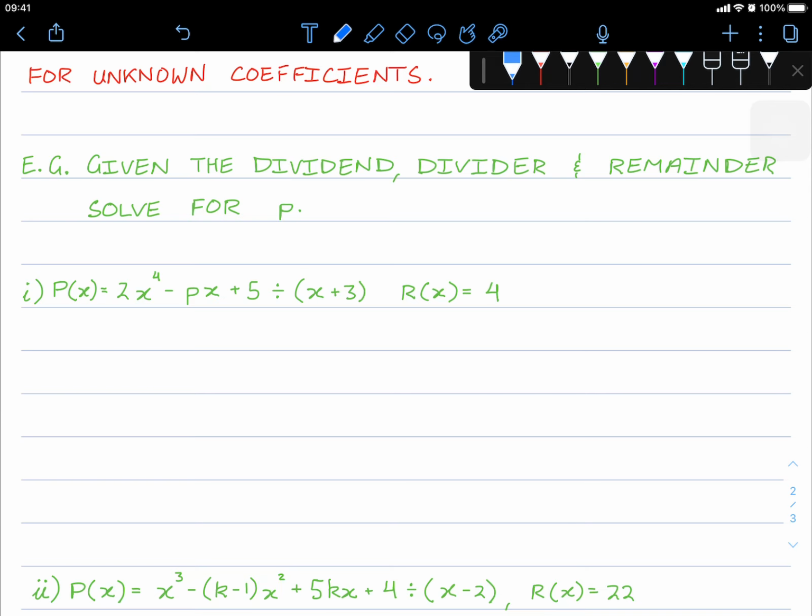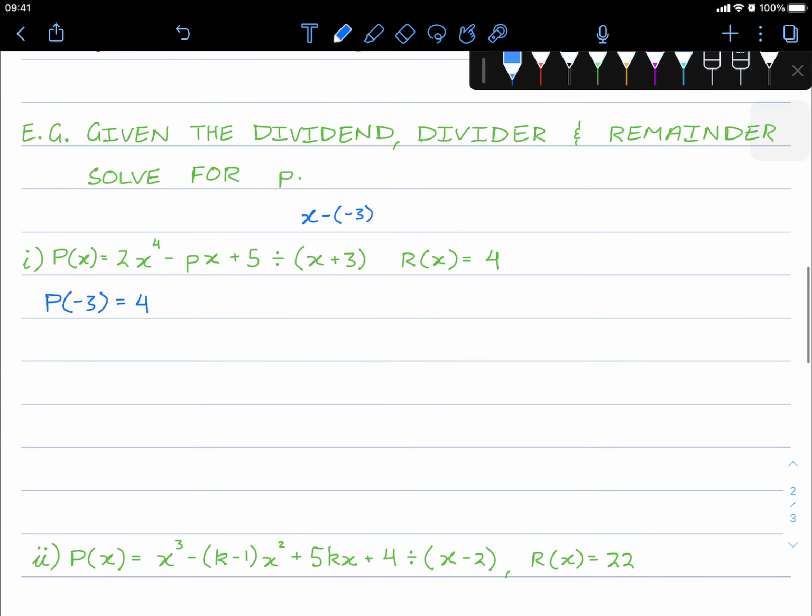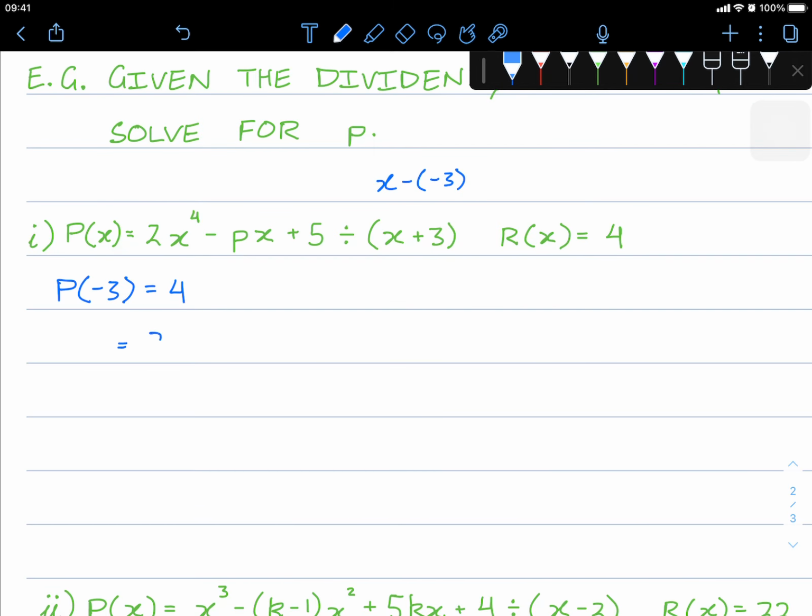Since we know that the remainder is 4 in this division, that means when we substitute negative 3 into the function, we know that the result is going to be 4. So substituting this in, 2 times negative 3 to the power of 4 minus p times negative 3 plus 5. And we know this to be equal to 4.